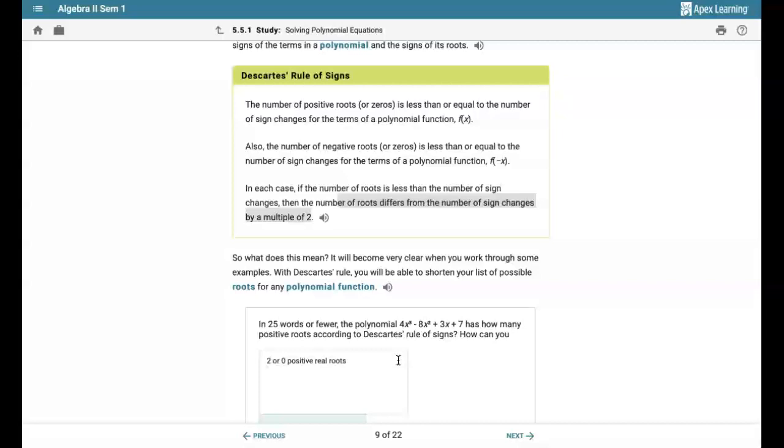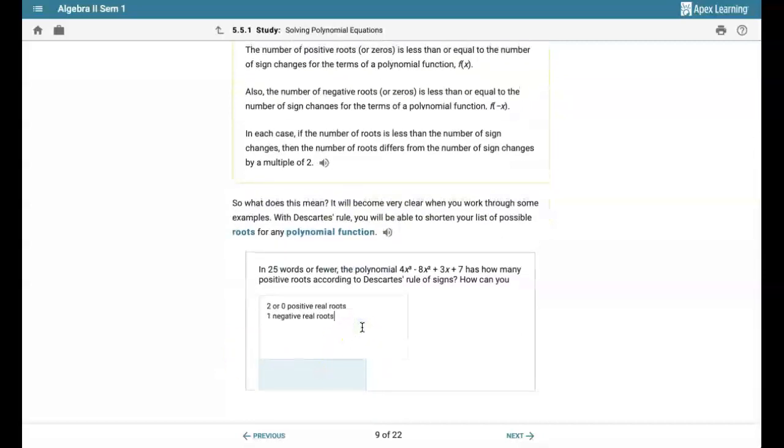And for an example, if we came up with, after we plugged in our negative x value, that we could have 1 or less negative real roots, okay? Well, according to this, if I have less than this, I have to have a multiple of 2. So if I have less than 1, if I have 0, that's not a multiple of 2. So this one's telling you you're going to have 1 negative real root.